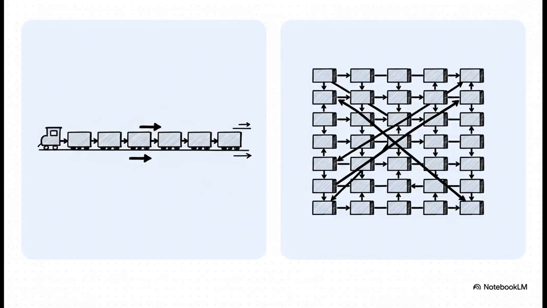So first, to really get what's going on, you've got to understand the two main ways to build a blockchain. On one hand, you have the traditional linear chain. Think of it like a single-track railway. Every train, or block, has to follow the one right before it. It's a strict, single-file line. It's simple, it works. But then you have a DAG, a directed acyclic graph.